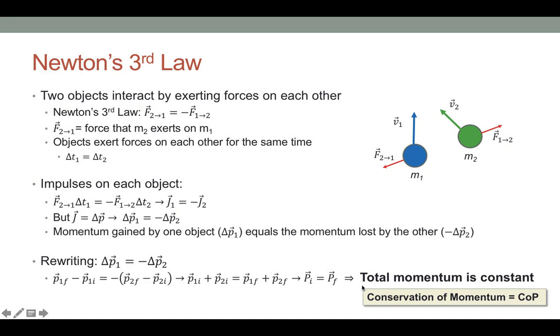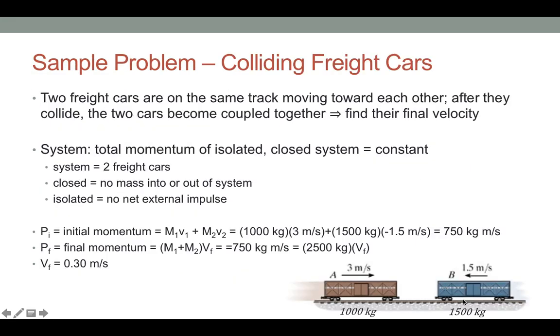So what we have just shown is that the conservation of momentum is a consequence of Newton's third law. I will use the acronym CoP as a shorthand when I mean conservation of momentum. And the P simply comes from the momentum symbol being P. Now let's consider some examples.